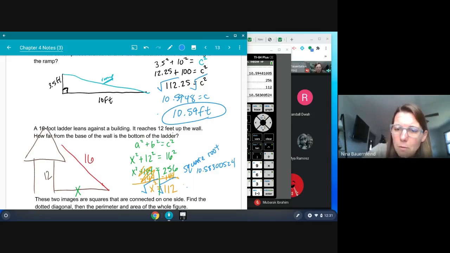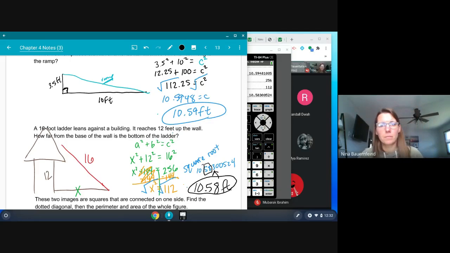10.583000524. So if I want it to 2 decimal spots, like if I want 2 spots, I need to look at the third one. That's not more than halfway. So I'm just going to go 10.58 feet. You guys all right with that?